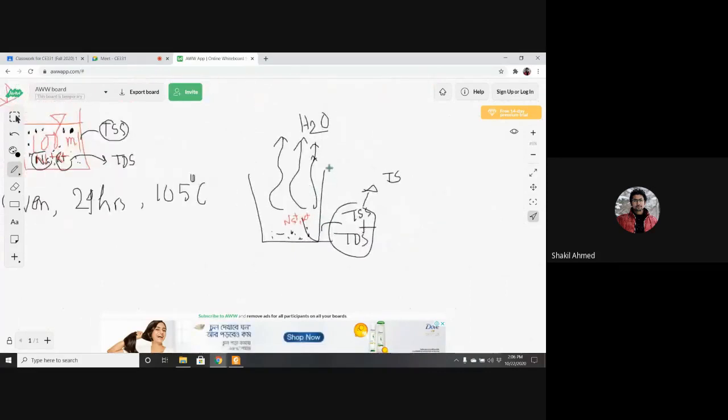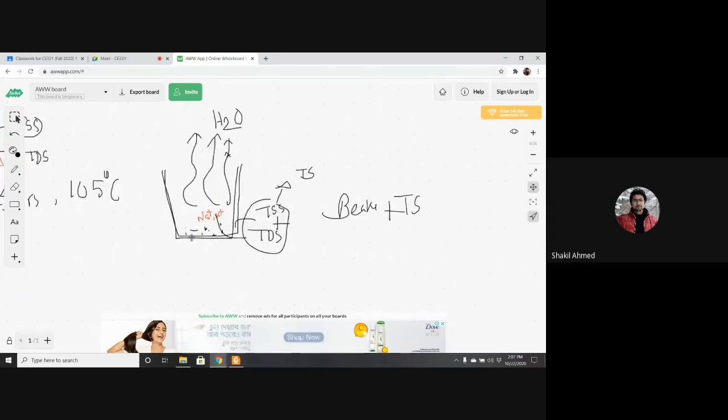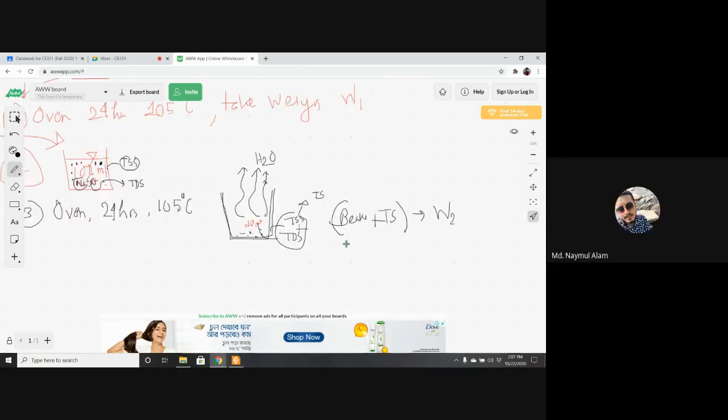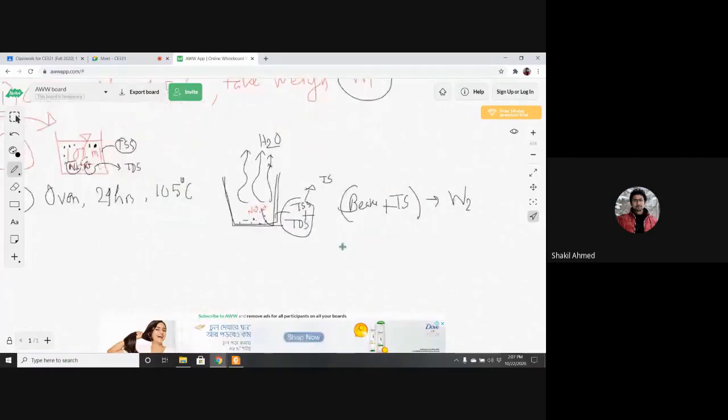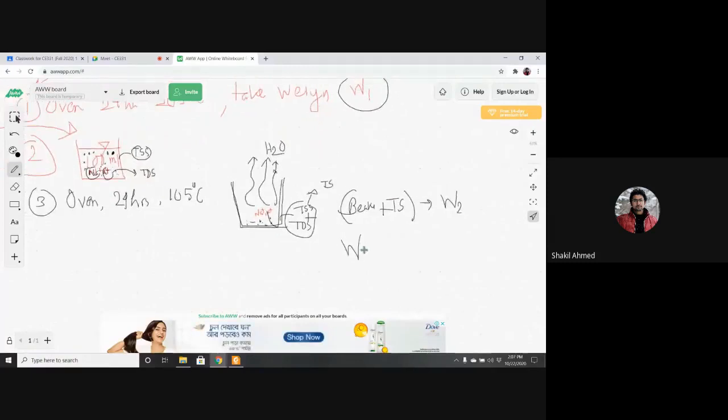Now, what do you have in total here? You have this beaker weight plus total solid. If you measure this now, what weight would you get? Tell me. You will get the beaker plus total solid weight. Let's call it W2. Clear? Yes, sir. Fine. Now, what is the beaker weight, guys? This is the beaker weight, right? Yes, sir. Now, what is the total solid? W2 minus W1 is what?